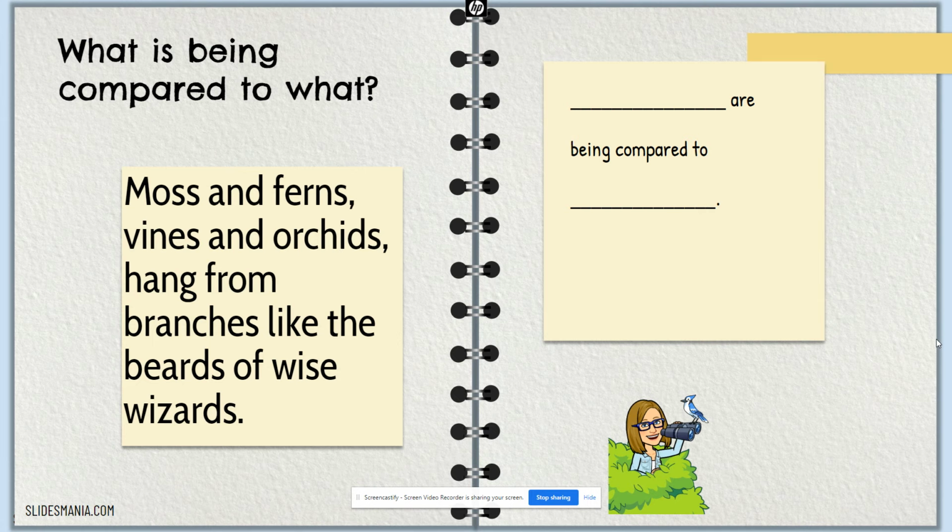So let's think about this. You do need your handout, and we're going to be talking about comparisons. So in this text, moss and ferns, vines and orchids hang from branches like the beards of wise wizards. We have to think about what is being compared to what. So in this example, we have moss and ferns, vines and orchids hang from the branches like, there's that like that tells me it's a simile, the beards of wise wizards. So I would say that these plants are being compared to the beards of wizards.